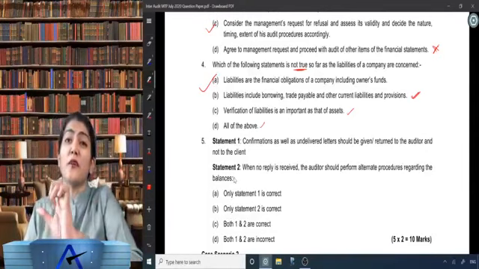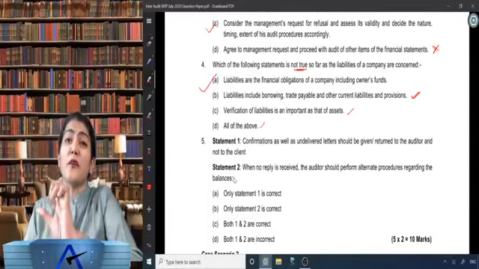Right, fifth one. Confirmations as well as undelivered letters should be given return to the auditor and not to the client. Correct. Why? Because the entire control over the confirmation process should be of the auditor and not of the client. The external confirmations is what we call it, so the entire control should be of the auditor and not of the client.